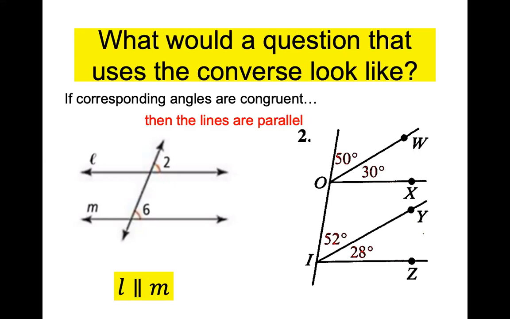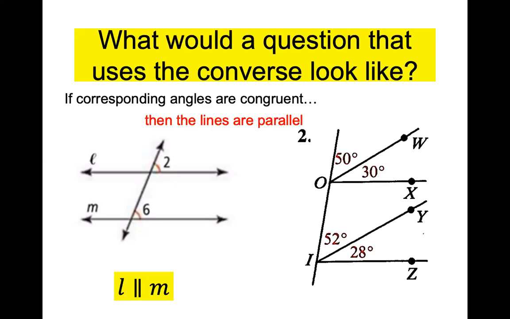W-O appears to be parallel to Y-I. Doesn't it appear that those are parallel? If they're parallel, what must be true? Corresponding angles are congruent. Well, let's see.